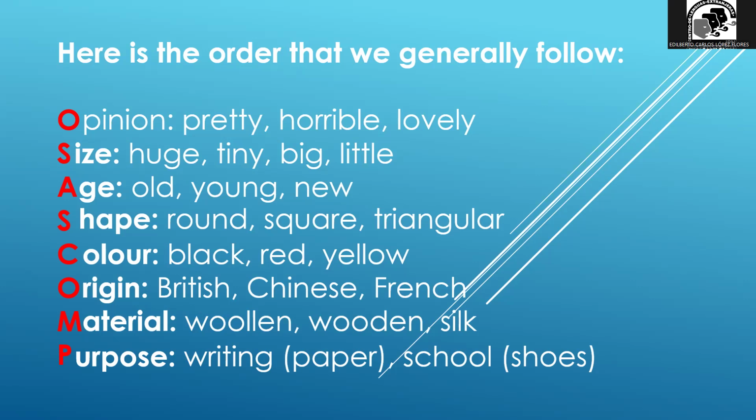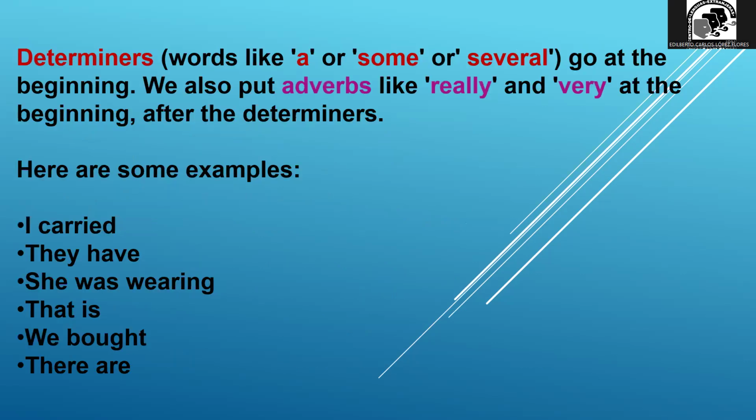You use paper for writing, or you have to use shoes for school. This is the purpose. Okay. And then you use some determiners, words like a, or some, or several, that go at the beginning. We also put adverbs like really and very at the beginning, after the determiners. There are some examples.